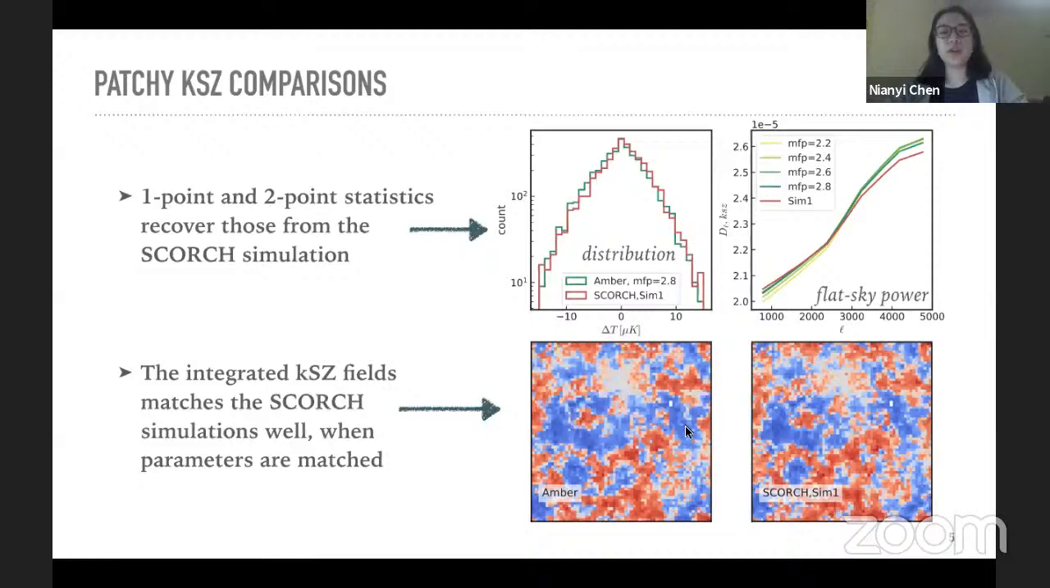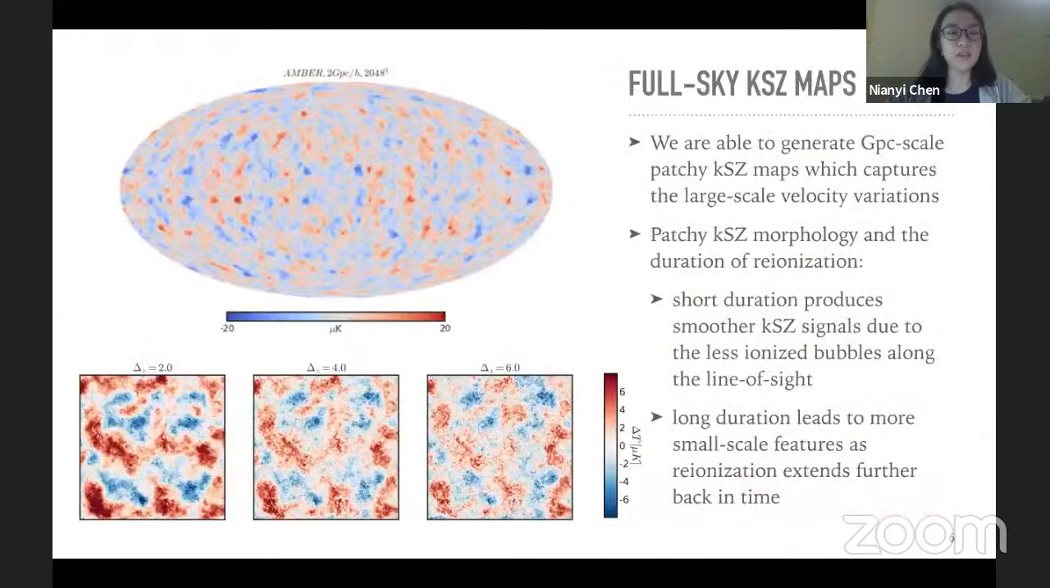So now we see that the AMBER code actually reproduced the SCORCH results really well. We begin to simulate AMBER in very large volumes. Here I show a full sky map from a simulation with AMBER. This is a 2 gigaparsec box with 2048 cubed grid cells. And this simulation can actually be done in a few hours on a single compute node, so it's pretty fast.